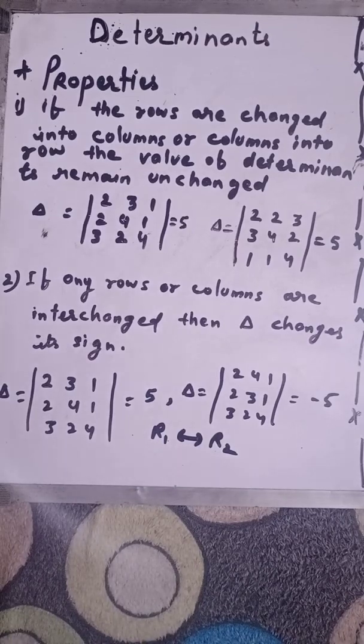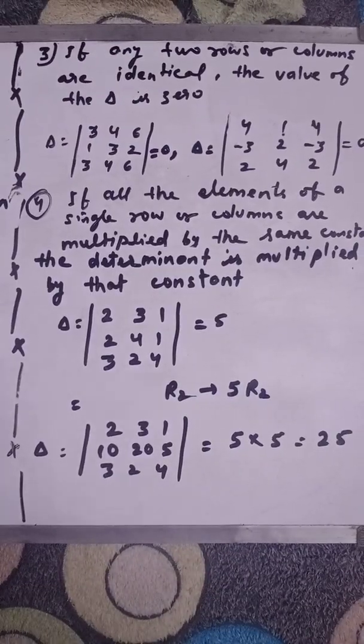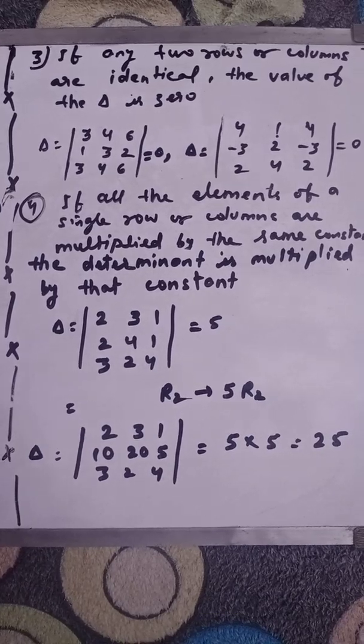So when you interchange the columns, suppose there is a matrix whose value is coming 10. If you are interchanging the first column with the second column, then the answer would be -10. Okay. So this is your second property in determinant. Fine. See, the next property, that is the third property.